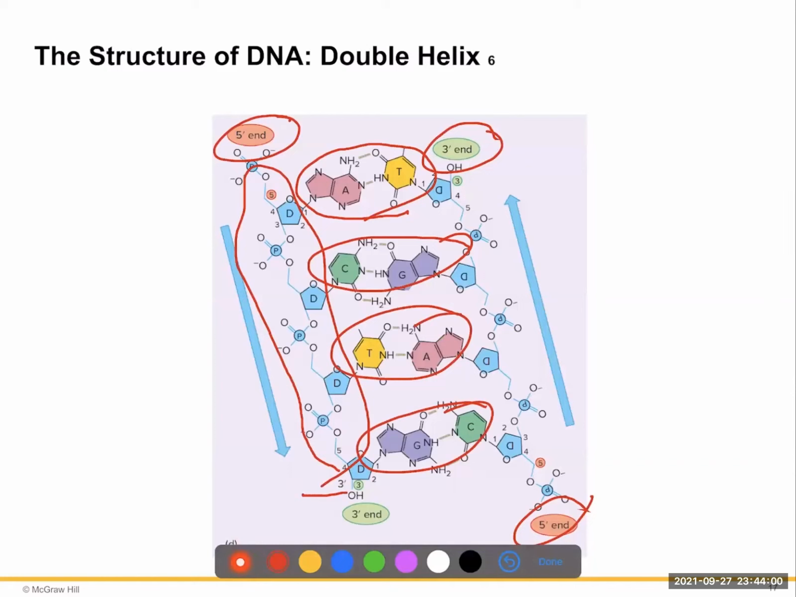Okay. You always get adenine pairing to thymine and guanine pairing to cytosine. You'll never see cytosine pairing with adenine or thymine, or guanine pairing with adenine or thymine. That's how they always pair together. And they're held together by hydrogen bonding.